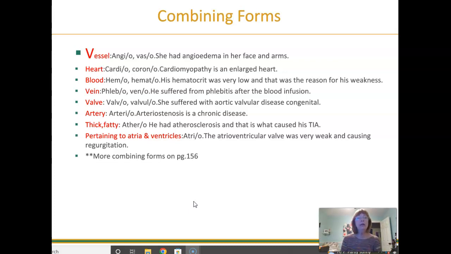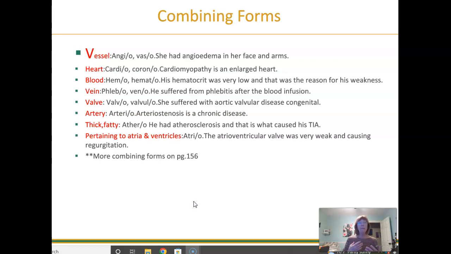So the next word is the meaning heart. So we've come across cardi and coron. So coronary, okay? She had a coronary the other day. I used cardio as cardiomyopathy is an enlarged heart. So this is how I want y'all to start looking at this, and you'll see how they're used differently, but they mean heart, the same meaning, okay?